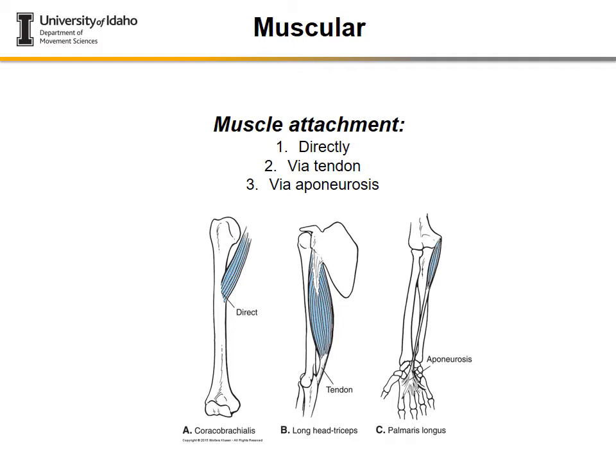You can see the long head of the triceps uses a tendon because there's a greater amount of force being produced there. The coracobrachialis is small, so it can go directly to the bone, and the aponeurosis is a smaller force production that expands out to multiple bones, so that allows the force to be distributed on multiple bones along the process.